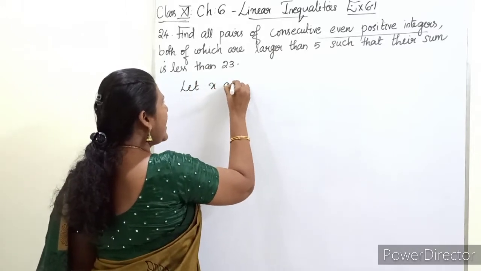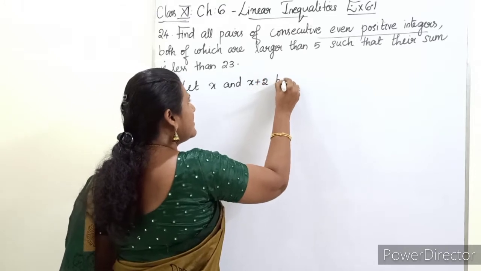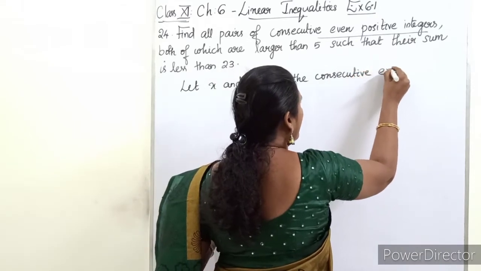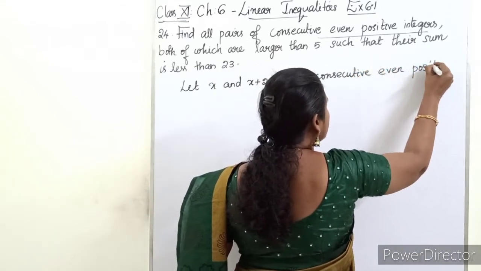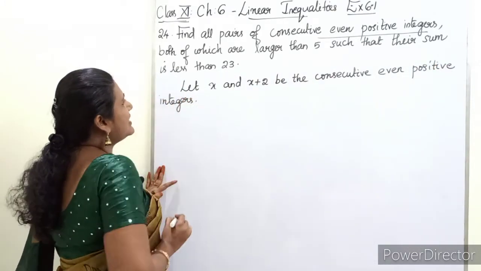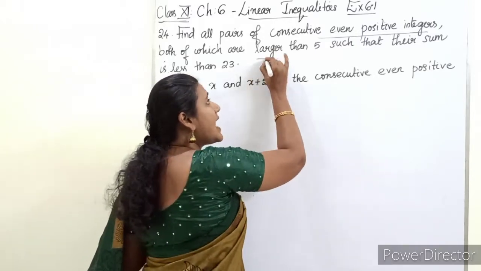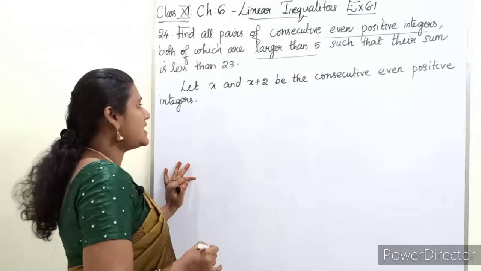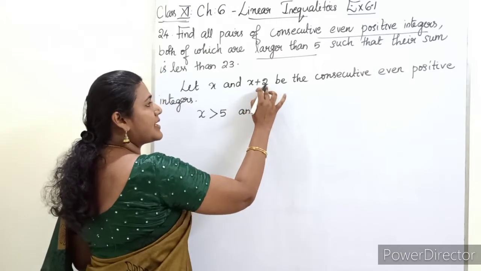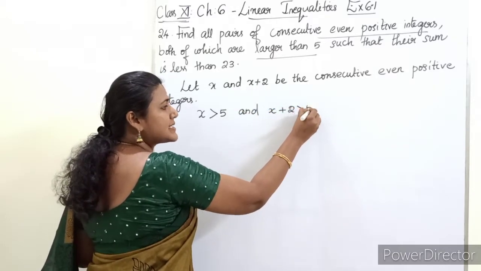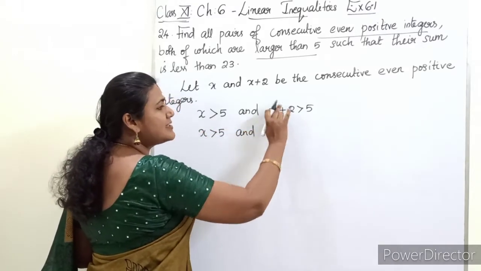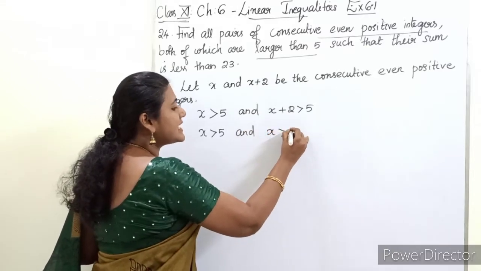So let x and x plus 2 be the consecutive even positive integers. Now what is the condition given here? Both of these numbers are larger than 5. So this is the first condition given. So we can write x is greater than 5, and the second number, even number, that is x plus 2 is greater than 5. So from this we can write x is greater than 5, and when you take this 2 to the right side, we will get x is greater than 3.